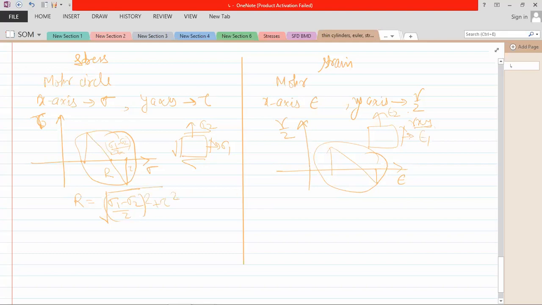Similarly, replace sigma 1 with epsilon x, sigma 2 with epsilon y, and tau with gamma by 2. Your radius would be the square root of epsilon x minus epsilon y by 2 whole square plus gamma xy by 2 whole square. This is your radius, so just represent both in that way. Here you have the maximum principal stress and this is your minimum principal stress. Here this is your minimum principal strain and this is your maximum principal strain.